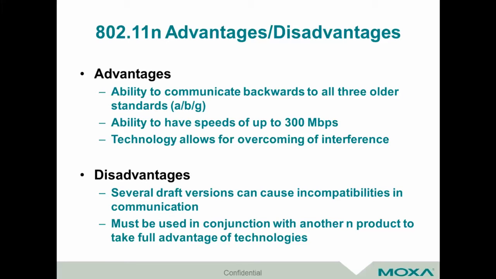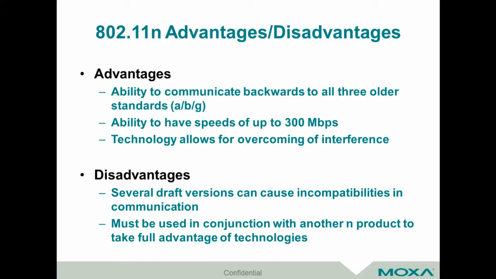Now, some of the advantages and disadvantages of 802.11n: it does have the ability to communicate backwards to all three of those older 802.11 standards. Again, as I mentioned, the one thing to be aware of is that if you want to be backwards compatible, you have to pick either the 2.4 or the 5 gigahertz space. If you chose the 5 gigahertz space, you would have a mixed 802.11a and n network. And if you chose the 2.4 gigahertz space, you would have a mixed 802.11b, g, and n network.